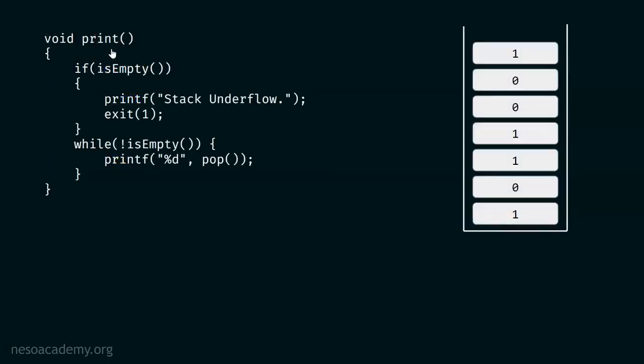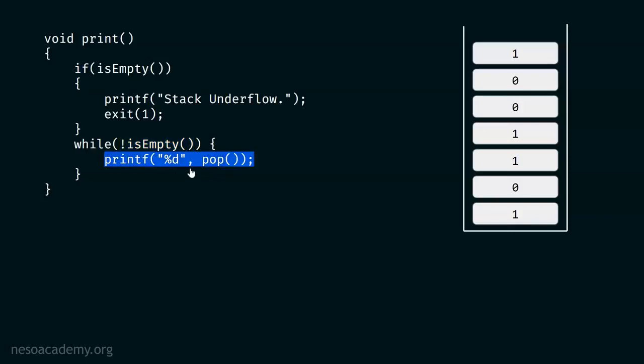Here in this print function, I'm first checking this condition. If the stack is empty, then print stack underflow and exit with exit failure status, right? Otherwise, simply execute this piece of code. That is, while not is empty, print the value returned by pop, right? So here, we'll first check this. Is the stack empty? If stack is not empty, then continue and print the element returned by the pop function.